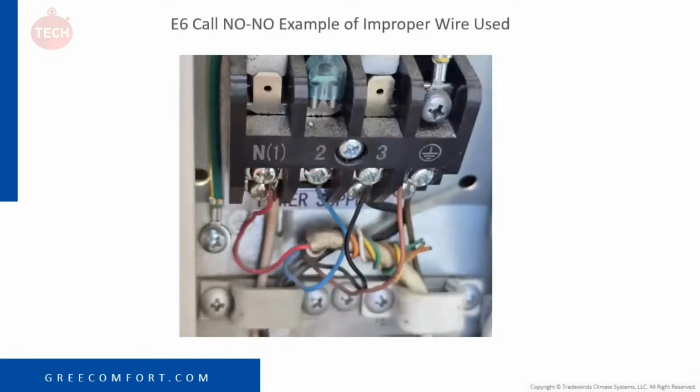Again, this is a no-no call that we got from the field. A contractor tried using thermostat wire for his communication wire. You can imagine he did get an E6. It did work for some time, so you can see the dust on the unit. Somehow it did work, but he did get an E6 code. He replaced the wire, and that did resolve the issue.